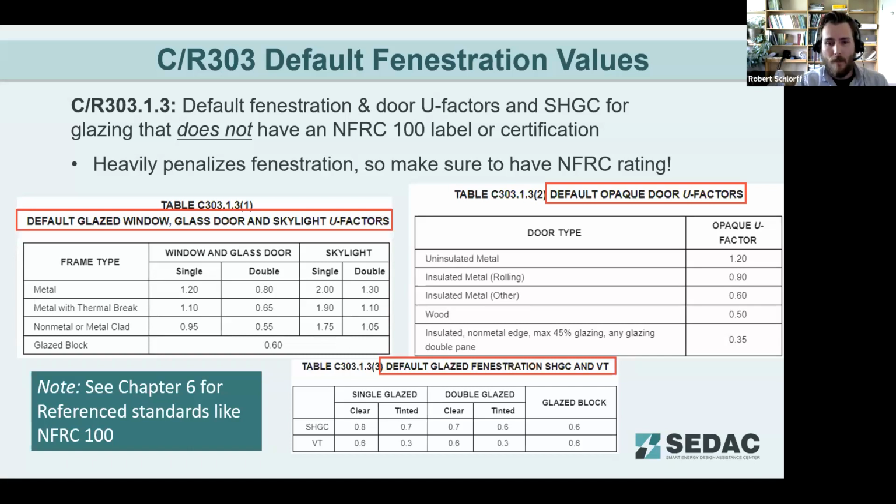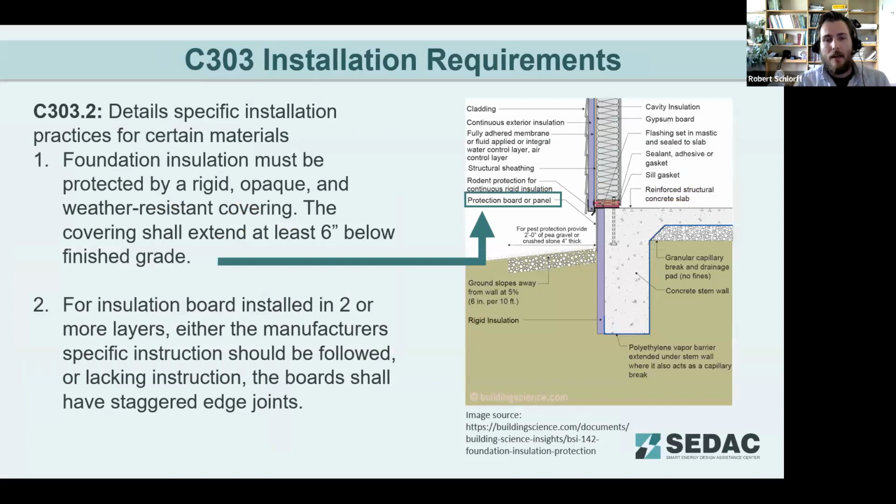So moving on from that, installation requirements. There's a couple other notes about insulation and how we protect it. Foundation insulation must be protected by a rigid, opaque, and weather-resistant covering. The covering shall extend at least 6 inches below finished grade. The detail off to the right there shows a note that points out protection board or panel on the outside of that foundation insulation. That is a very important thing to make sure that insulation does not get degraded or damaged in any way.